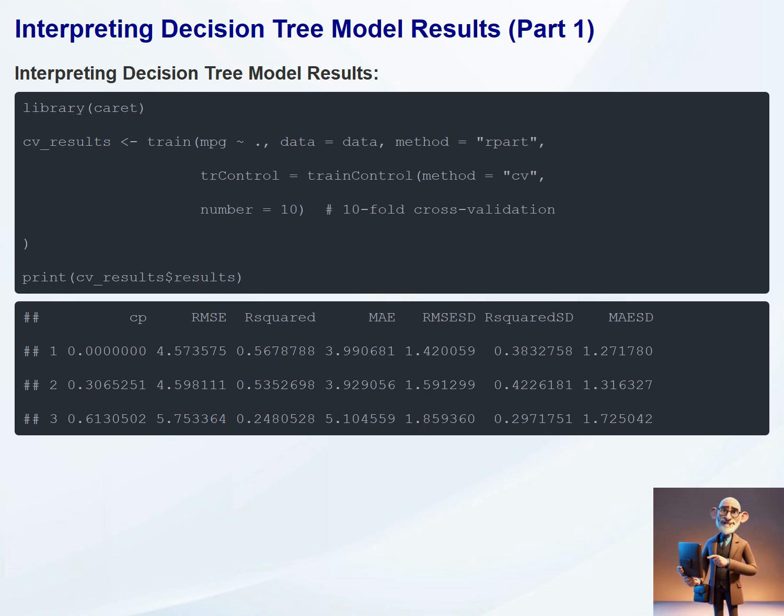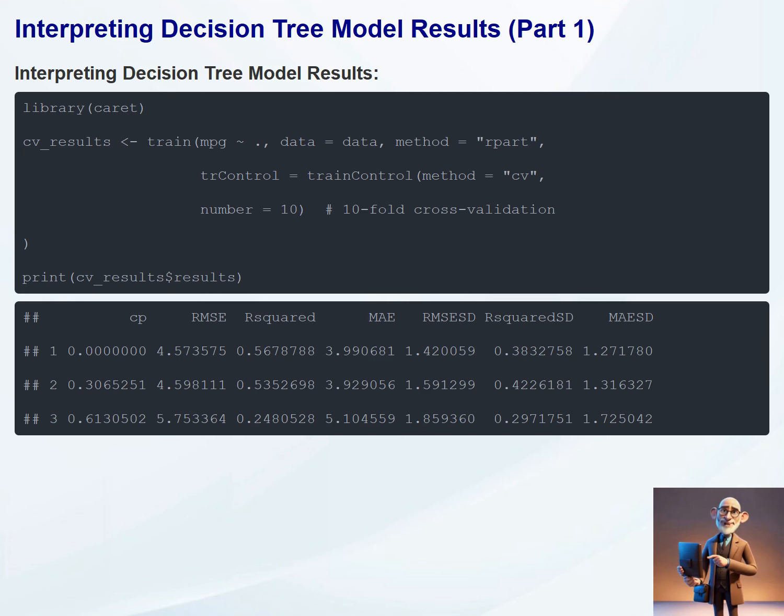Now let's delve into interpreting the results of our decision tree model. Here, we utilize the train function from the caret package to perform 10-fold cross-validation and evaluate our decision tree model. This code employs cross-validation, a robust technique for model evaluation.